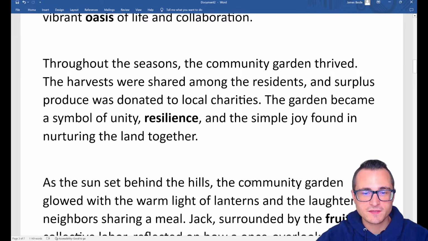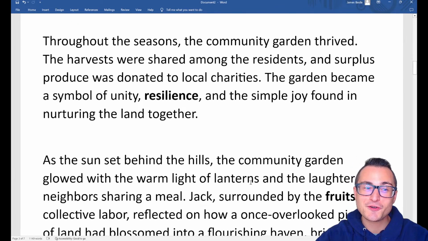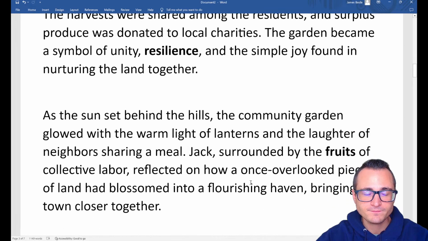Throughout the seasons, the community garden thrived. The harvests were shared among the residents, and surplus produce was donated to local charities. The garden became a symbol of unity, resilience, and the simple joy found in nurturing the land together.